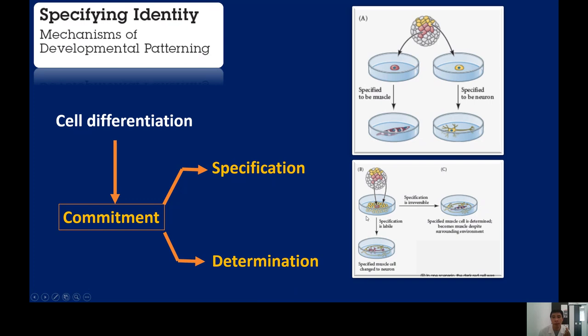Once it is determined to be a muscle cell, whatever the circumstances outside or surrounding such cells, it will keep that fate from the early stage. So the muscle cells will still be muscle cells, even if the situations, the circumstances, and the surroundings change.